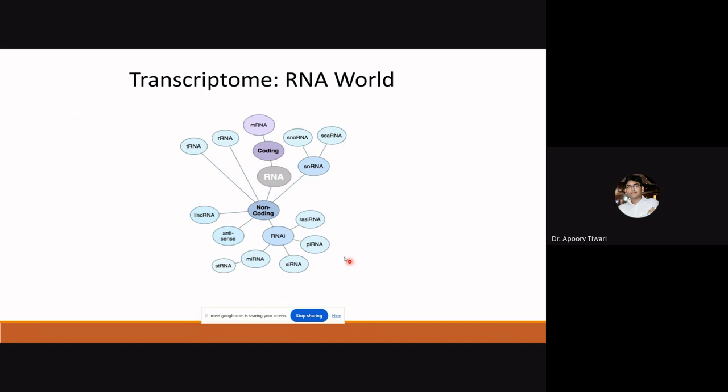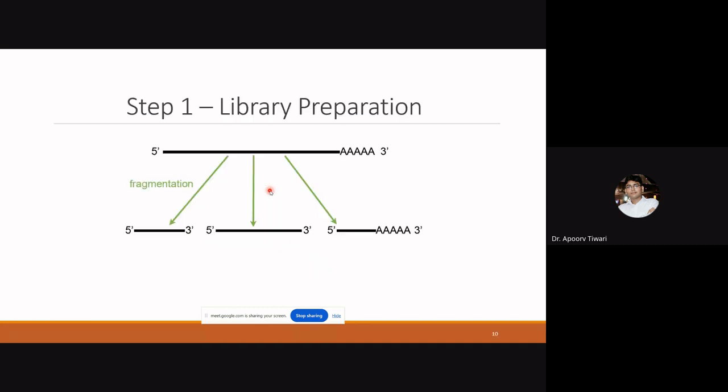So these are the main steps of RNA-Seq analysis. Because there is a lot of RNA present in an organism, we are focusing on the mRNA. What are the basic steps? First is library preparation. In library preparation, we select the mRNA and then fragment it.